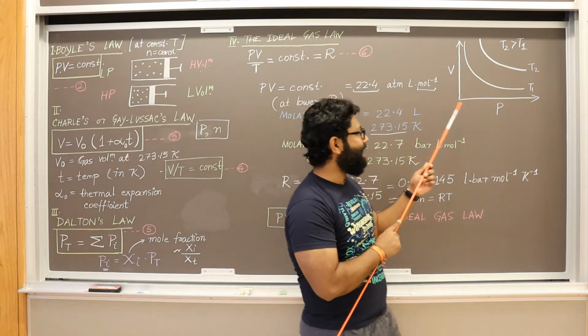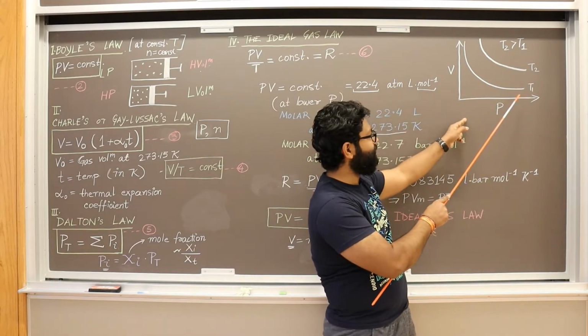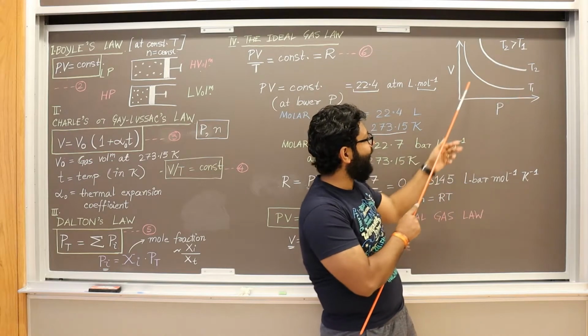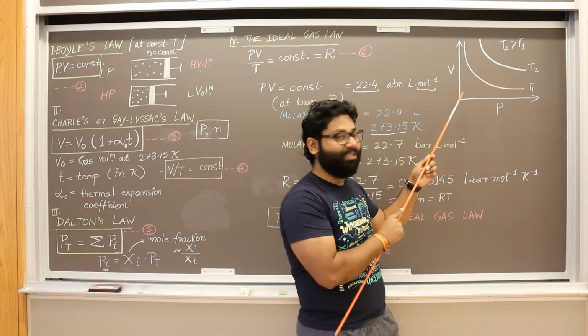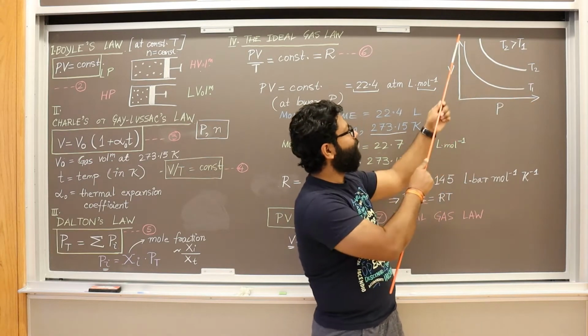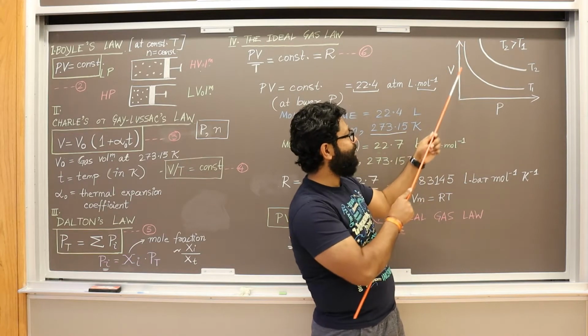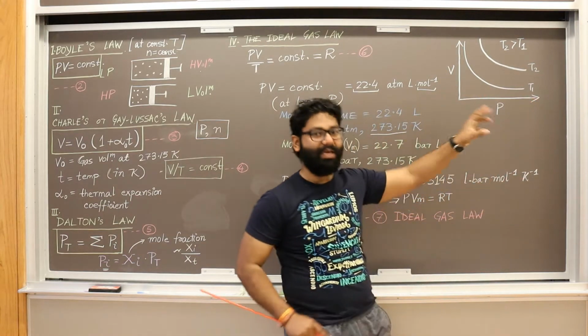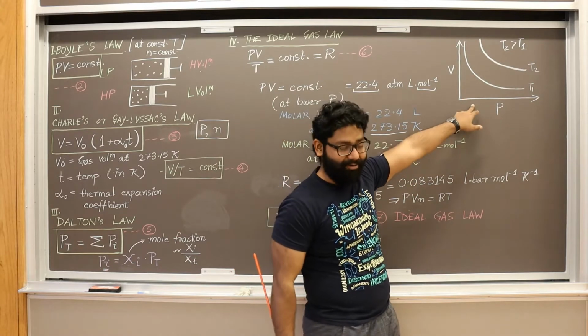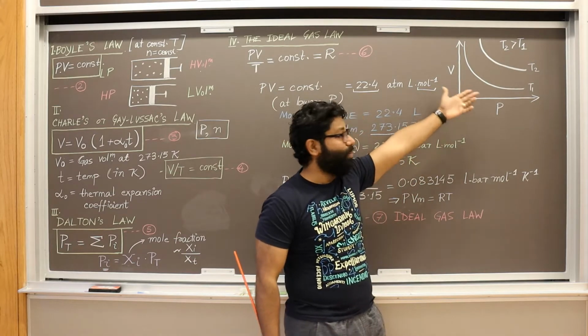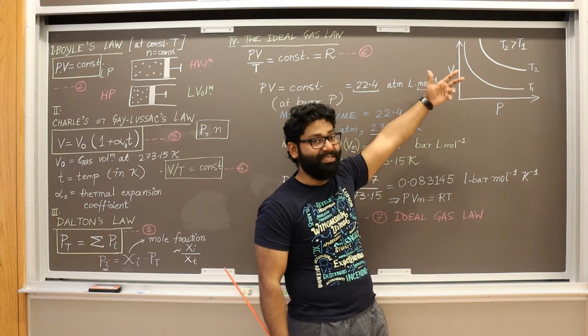So if you have high pressure, the volume is going to decrease, and if you have high volume, the pressure has to decrease. If you have low pressure, the volume increases, and if you have high pressure, the volume decreases. So this is a rectangular hyperbola, right? xy is equal to constant; in a similar way, PV is equal to constant.